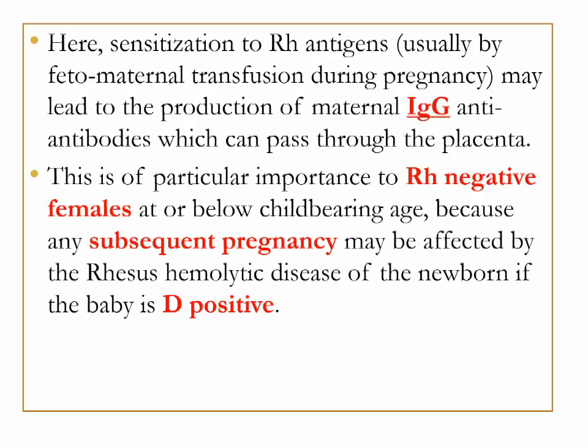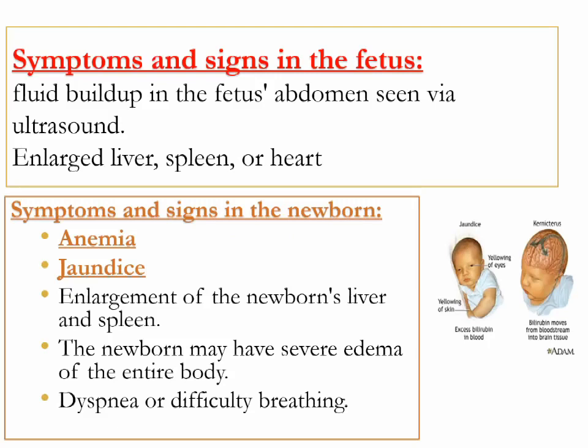This is what we have said. If you haven't given the anti-Rh injection after the first pregnancy, the second delivered baby will have erythroblastosis fetalis. So for the fetus, which is not yet born, what are the symptoms and the signs?